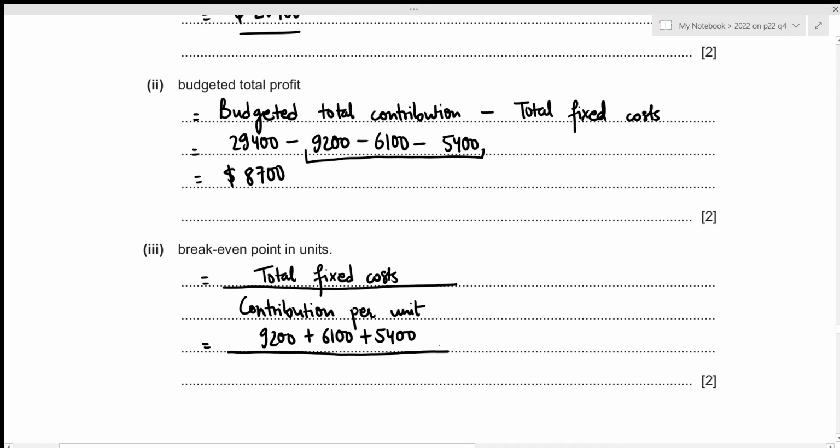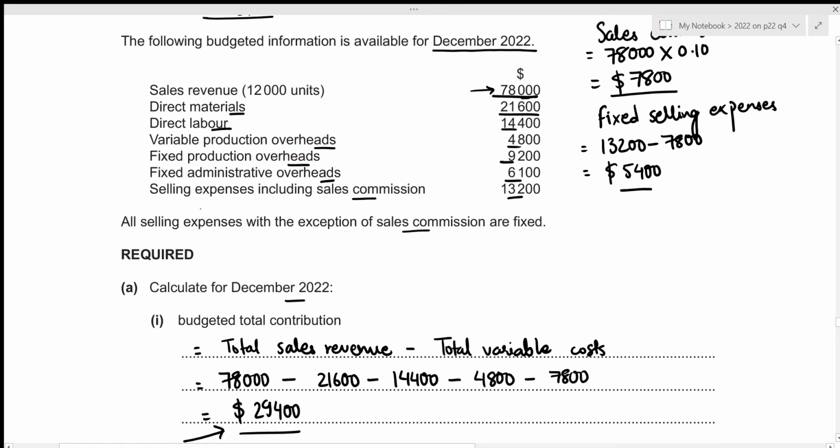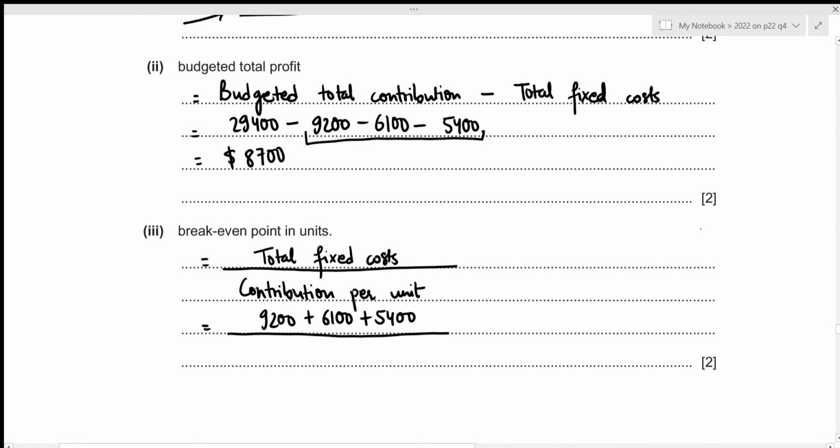Now for the contribution per unit, we already have our total contribution right here. That's of 29,400. Now, in order to figure out the contribution per unit, we just need to divide this amount by the total number of units, which is 12,000 in this case. Let's figure out the contribution per unit. We have the total contribution to be 29,400. Now we just need to divide it by our total number of units, which is 12,000. This results in our contribution per unit to have the value of 2.45. Let's substitute this value.